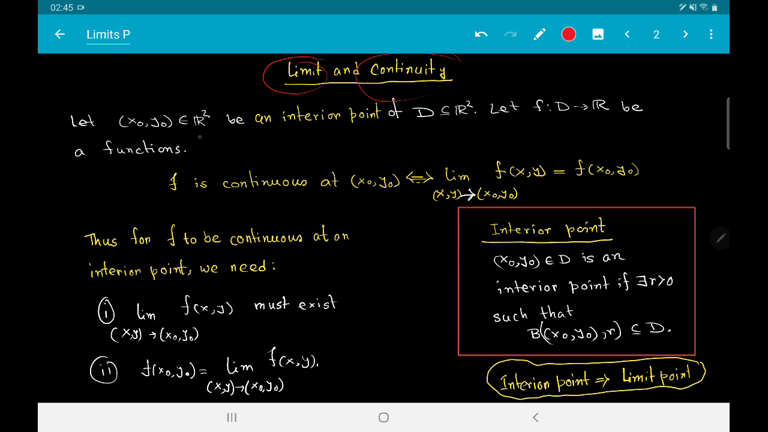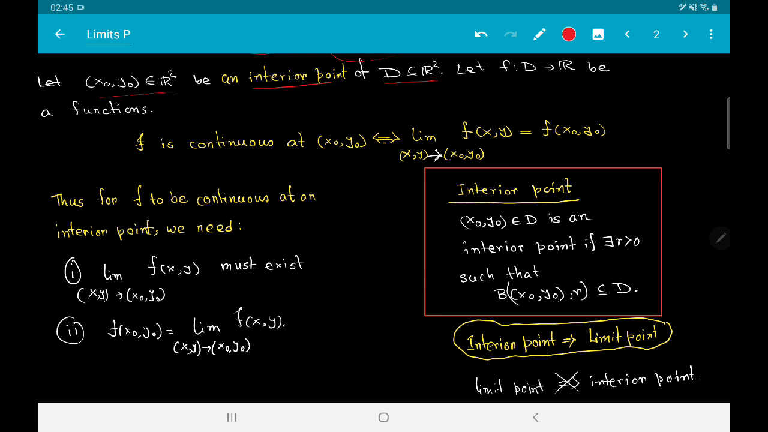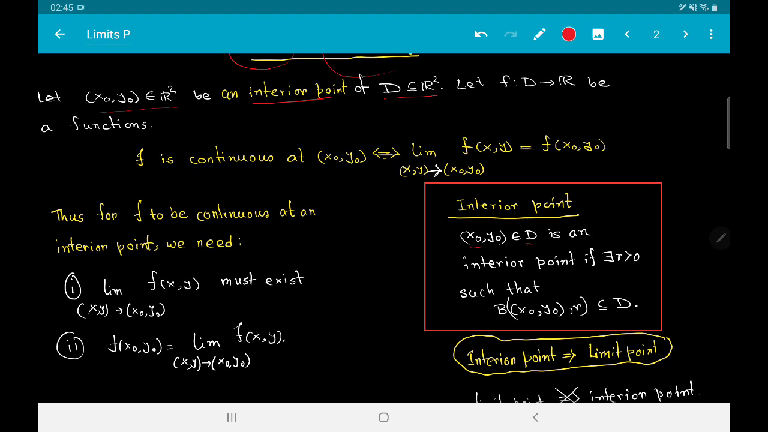So first, suppose that (x0, y0) is a point in R2. So it is said to be an interior point of a subset D. So what is an interior point? Okay, so an interior point is as follows. (x0, y0) in D is said to be an interior point if there exists an open disk around that point which is contained inside D.